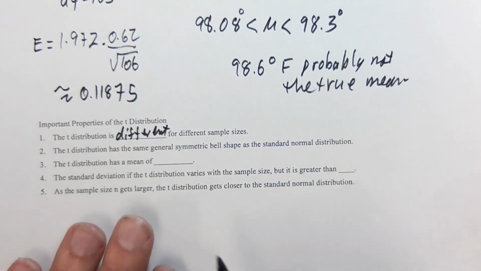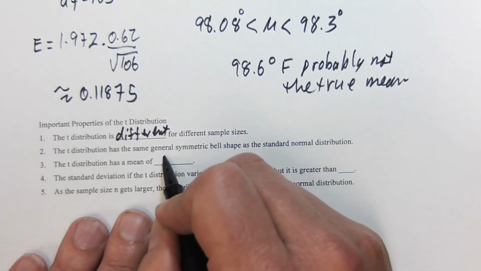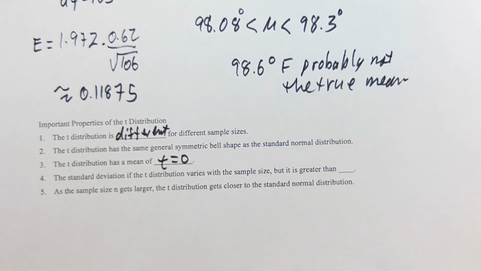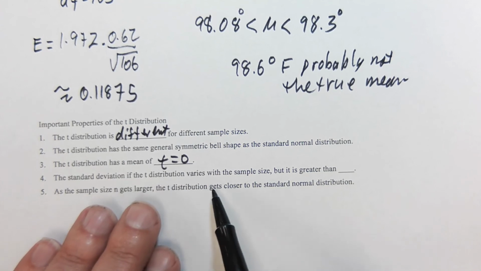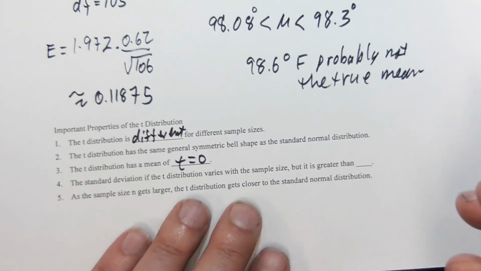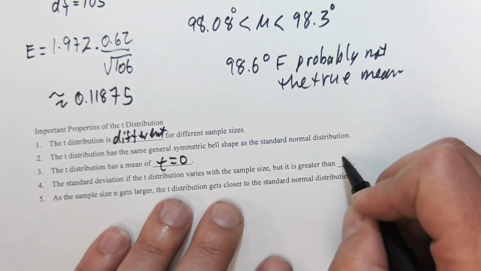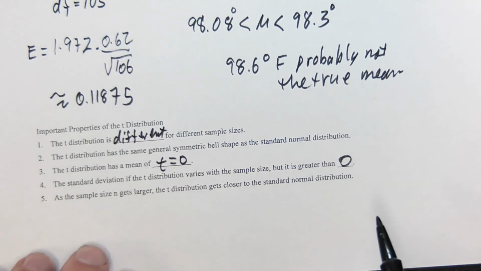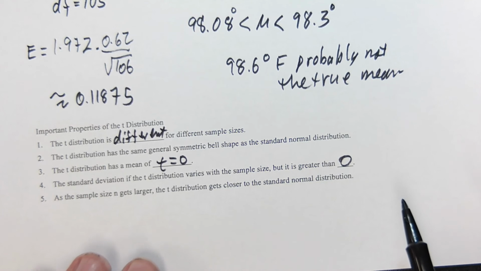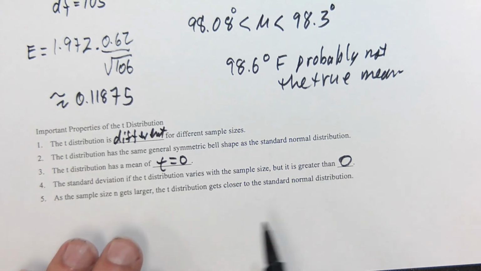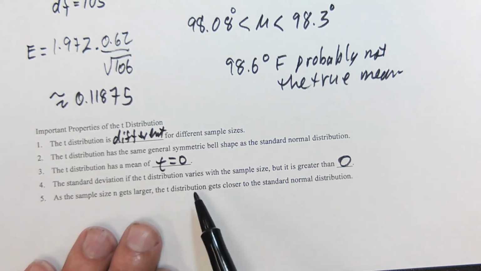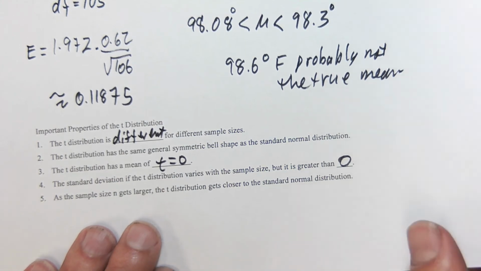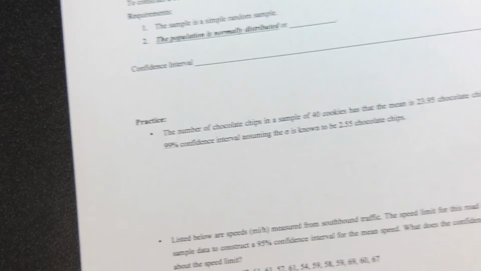The t-distribution has a mean of t equals 0, and the standard deviation of the t-distribution varies with the sample size, but is greater than 1. Standard deviation is greater than 1, pardon me. And as the sample size n gets larger, t-distribution gets closer to the standard normal distribution. So as n gets really large, instead of using a t, you could use a z-table, or an inverse norm.